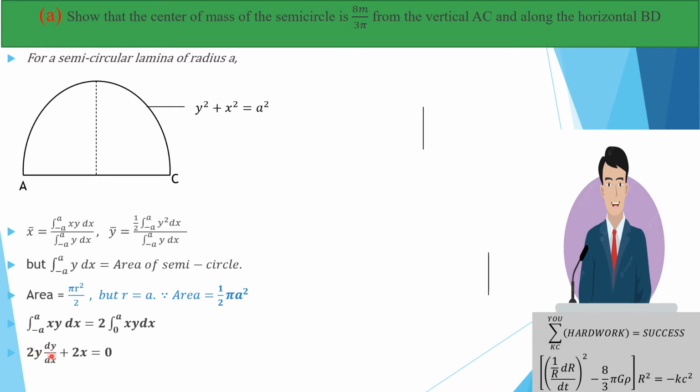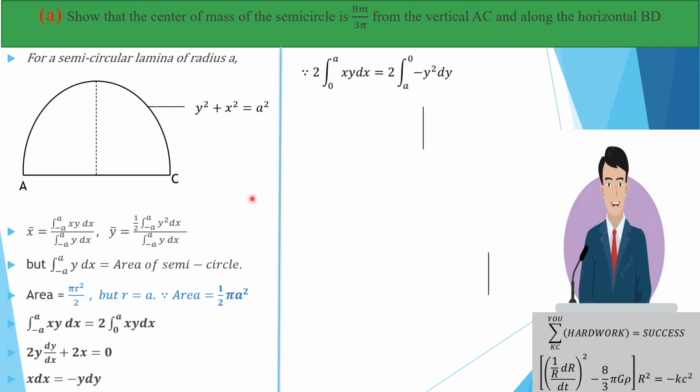So I have 2y dy dx plus 2x equals 0, because if I differentiate this a squared, I basically have 0. So what I have to do is just make x dx the subject, right? If I make x dx the subject from this equation, you realize I have negative y dy. Now in place of x dx here in this integral, I'll be replacing it with negative y dy. So I'm going to come over here and write negative y dy.